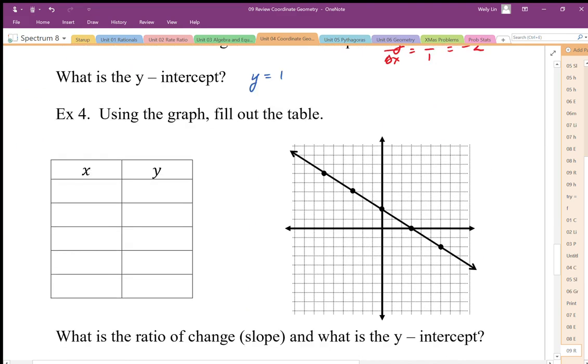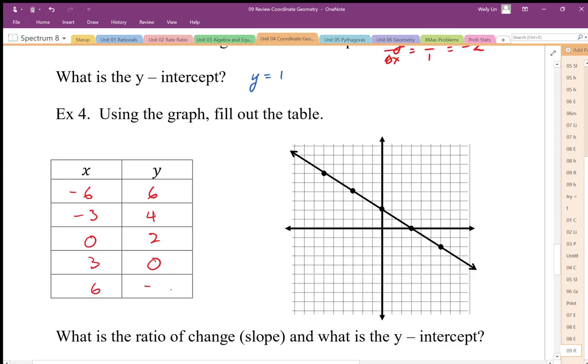So here I could fill out the table from the graph. So remember that equations, tables, and graphs are all related. So if I start with a graph, I can fill out my table. So I have -6, +6. -3, +4. 0, 2. 3, 0.